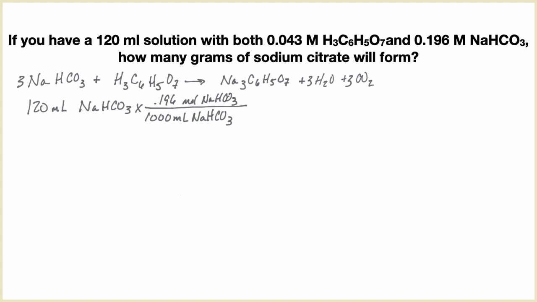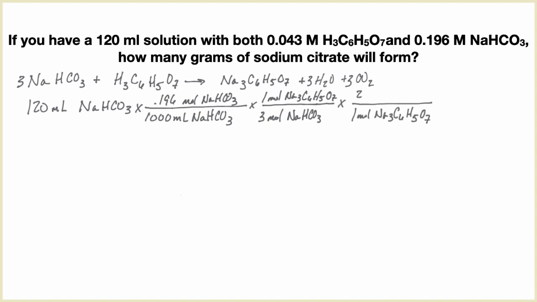Next, as with all stoichiometry problems, we do our mole to mole ratio. In our balanced chemical equation, we have 3 moles of sodium bicarbonate and 1 mole of sodium citrate. The last step is to convert those moles into grams, since the question is asking how many grams of sodium citrate will be produced. We get the 258.08 grams off of the periodic table by adding up the masses, and that is equivalent to 1 mole. We calculate that out and we find that we get 2.02 grams of sodium citrate.